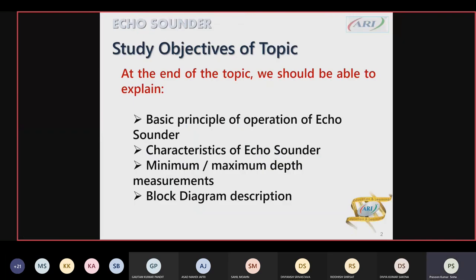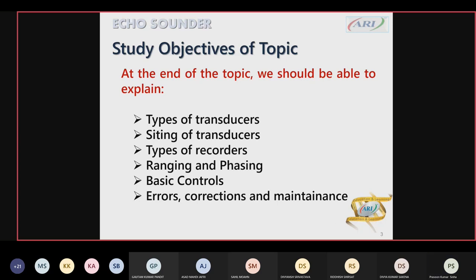As we have said, we'll be talking about the basic principle, which we have already done. Characteristics, minimum maximum depth measurements, वो भी देख लिया. Block diagram, that also we have seen so far. Next we'll be picking up types of transducer. Then setting of transducer, कहाँ पे लगाएं उसको? Forward में, aft में, center में, कहाँ पे लगाएं? So a few considerations about that.